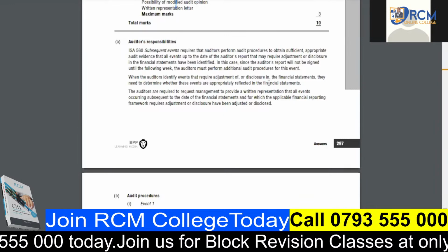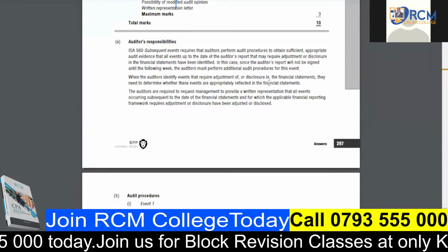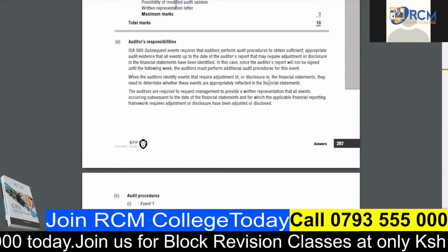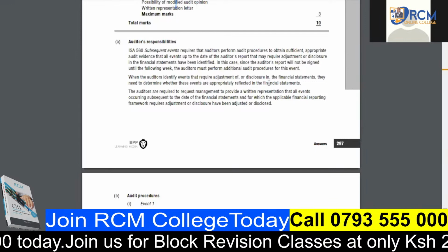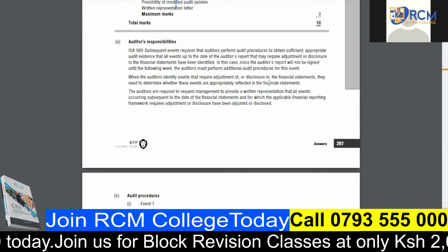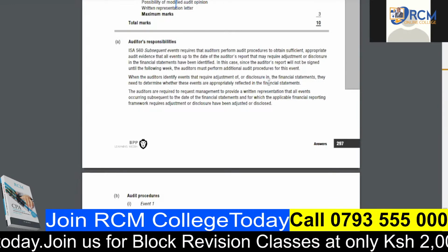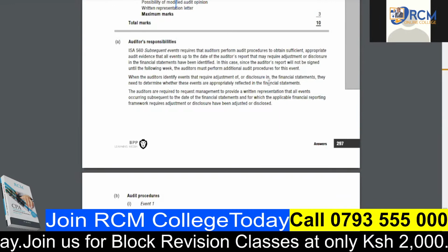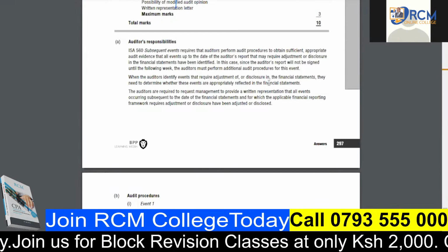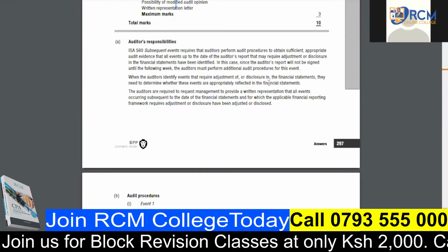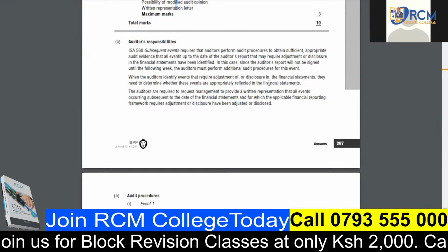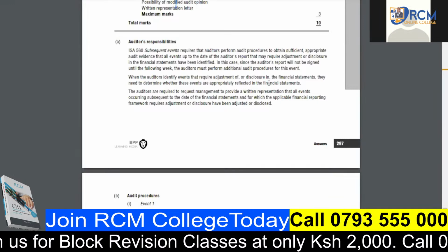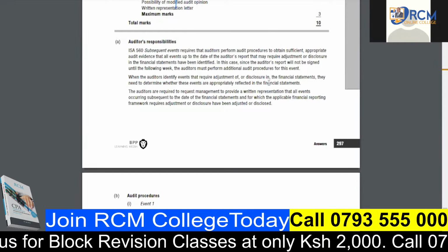The auditors are required to request management to provide a written representation that all events occurring subsequent to the date of the financial statements and for which the applicable financial reporting framework requires adjustment or disclosure have been adjusted or disclosed. Ladies and gentlemen, have I been able to give you a helicopter overview of that? Do you have an idea of what you could put down if they ask anything to do with subsequent events?